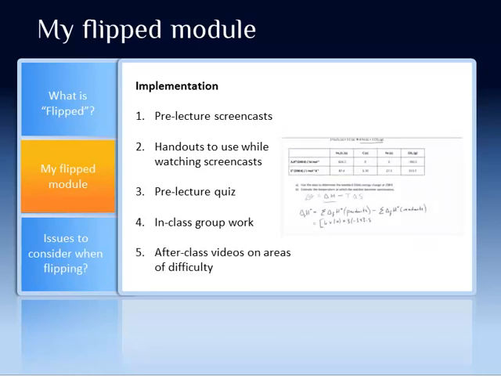And finally, sometimes some issues continue to cause difficulties, so I would make a quick pencast going over some of the trickier issues that students could watch afterwards.